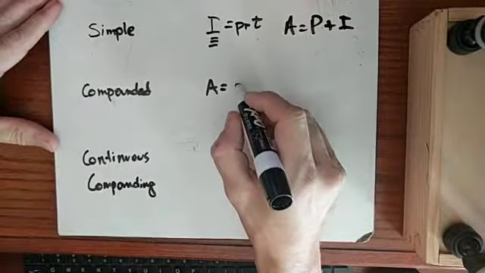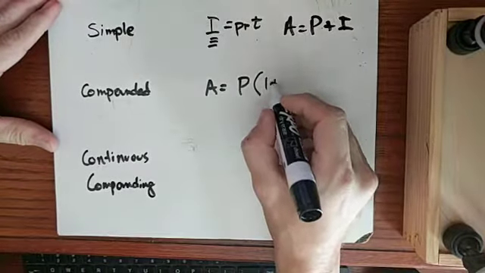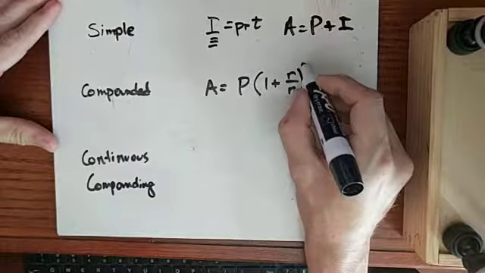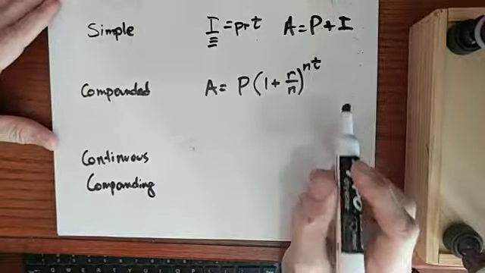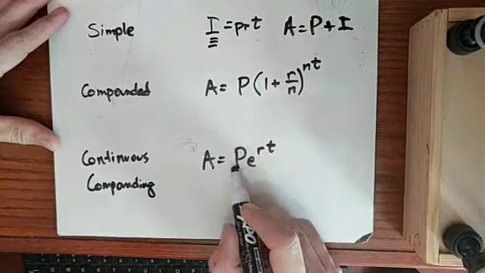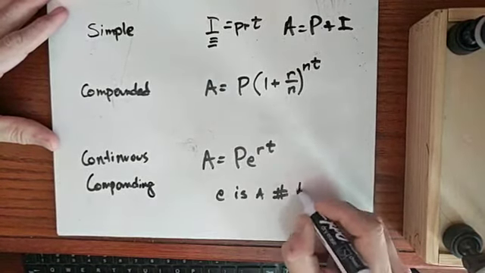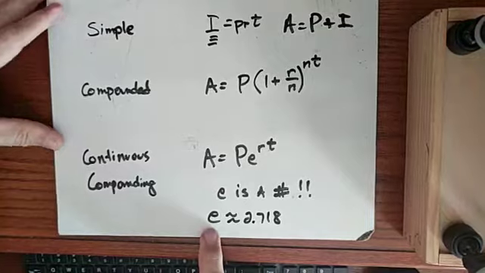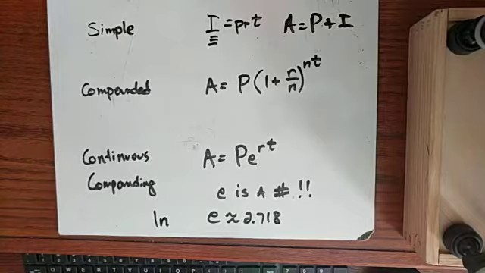Here the amount is the principal, not plus the interest, but times 1 plus the interest rate divided by n, multiplied out nt times, however many times per year times the number of years. And then here, some people call this PERT, like the shampoo, but P-E to the RT. E is a number, about 2.718. You can find this on your calculator. It's usually next to the LN, and we'll talk more about LN next week.